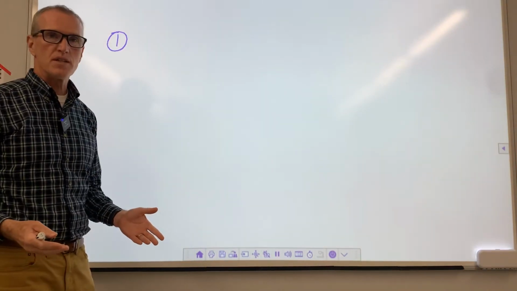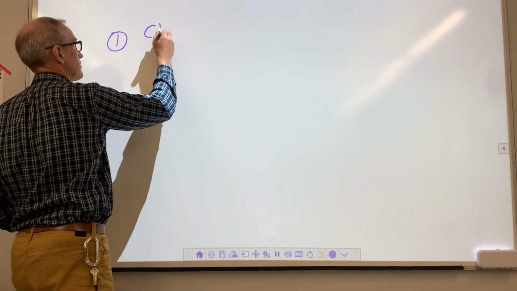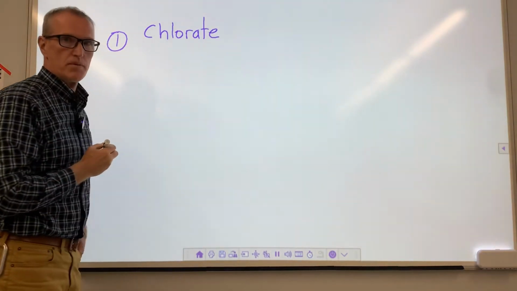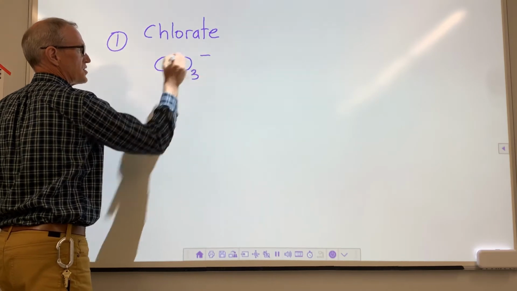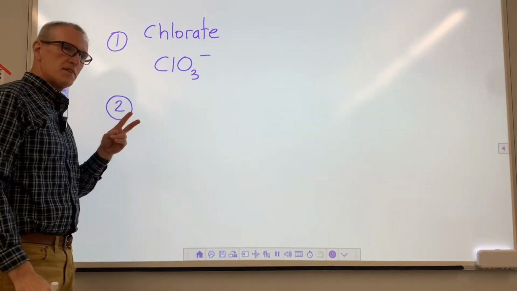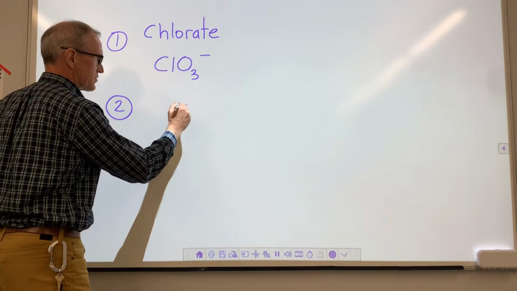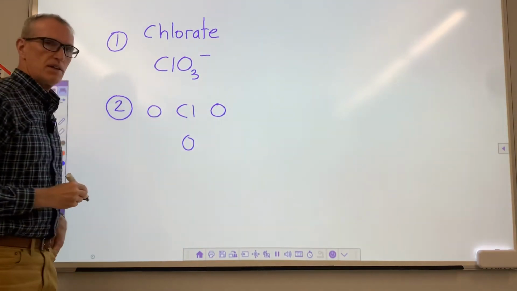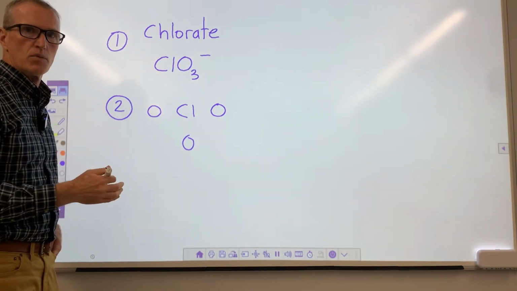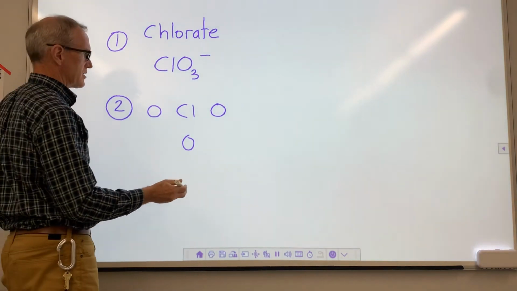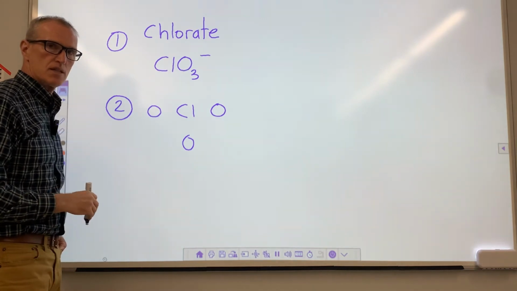Remember, the first thing we need to know is what is the formula for this substance. So we're going to use chlorate for this example. This is a polyatomic ion with chlorine, 3 oxygens, and it has a -1 charge. The second thing we need to know is how are these atoms arranged. Chlorine is the central atom. And for now, let's just accept that you're being told that chlorine is a central atom. Later on, we'll learn how to determine what the central atom is. So this is the arrangement. We have the chlorine as the central atom and the oxygens as the non-central atoms.